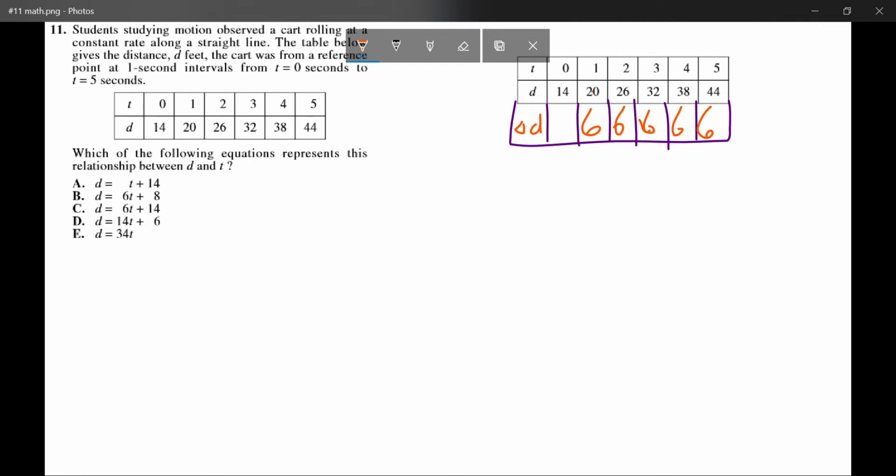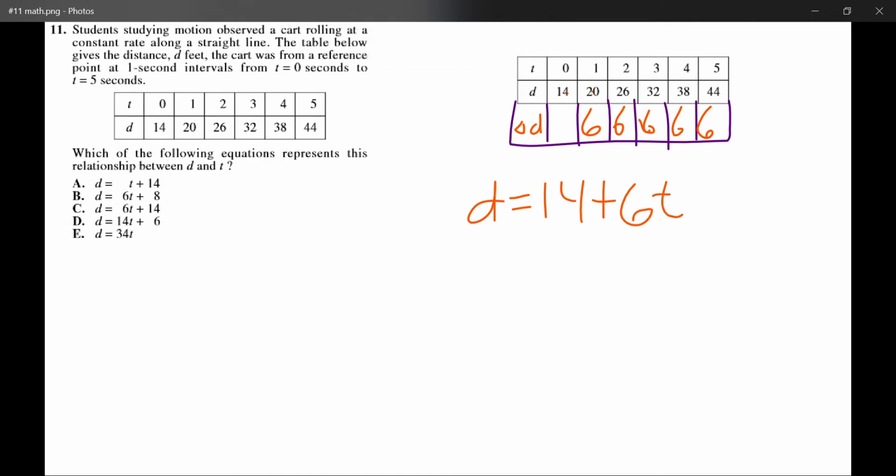So we started off with 14 feet. So D starts off at 14. And then we add to it every second 6 feet. So 6 feet times the time. And so we come over here and we say, which of those is what we're talking about? And it is C.